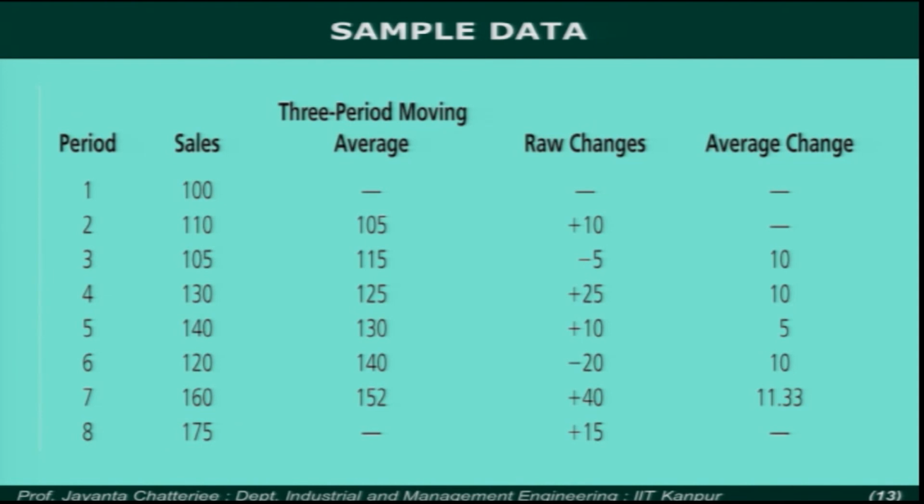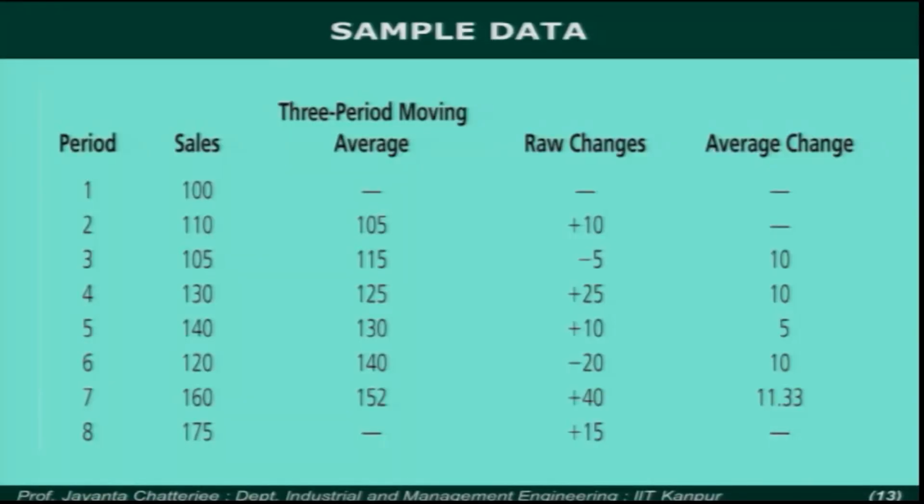So you have in your area, after asking the different people who sell mosquito repellents, you found that actually 100 were sold. Then in the next period you found that 110 were sold, and then in the third period. So, you see 100, 110, 105, 130, 140, 120, 160, 175, these are the numbers.